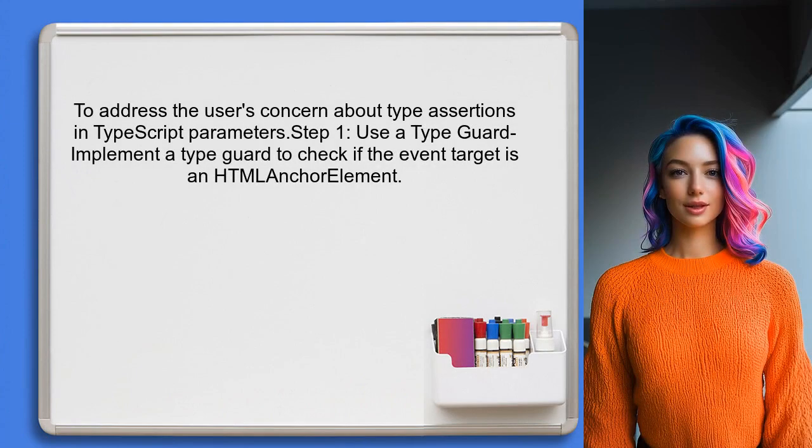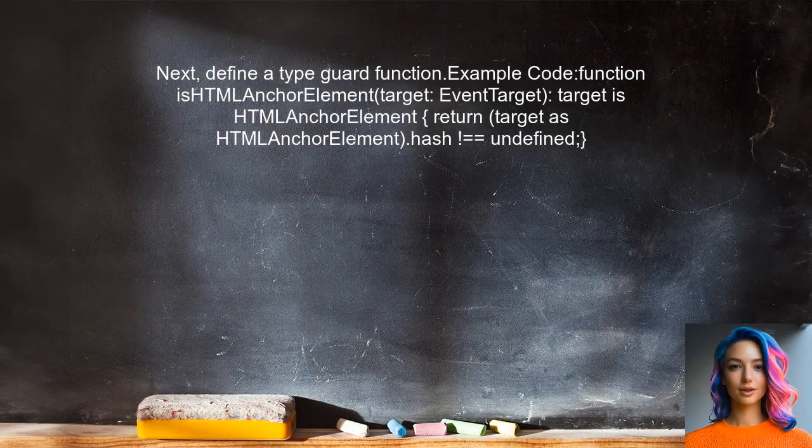To address the user's concern about type assertions in TypeScript parameters, we can simplify the process by using a type guard. This allows us to check the type of the event target without creating unnecessary variables. Next, the user can define a type guard function. This function will help determine if the event target is indeed an HTML anchor element. This way, we can avoid casting directly in the parameter.